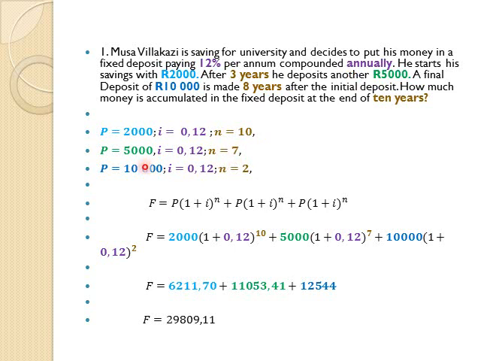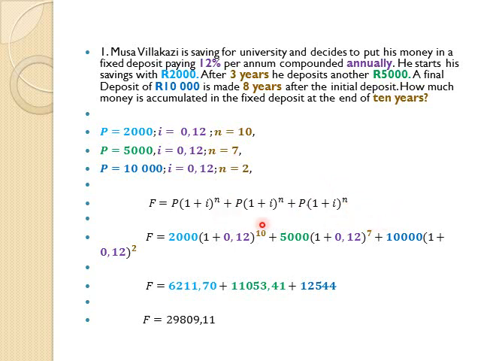Alright. So as I said, when I treat it as a separate investment, my accrued value or future value equals P(1+i)^n for the first one, plus P(1+i)^n for the second one, plus P(1+i)^n for the third one. So initially 2,000 Rand, interest was 0.12 and the time period 10. The second one: 5,000 Rand for 7 years at 12% interest. The third one: 10,000 at 12% for 2 years.